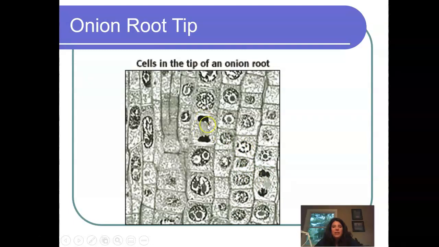You can see here anaphase, where the chromosomes are pulling apart to the opposite ends of the cell. Here's another anaphase. This one's actually probably a little bit better. So you can see how they're migrating to opposite ends of the cell.